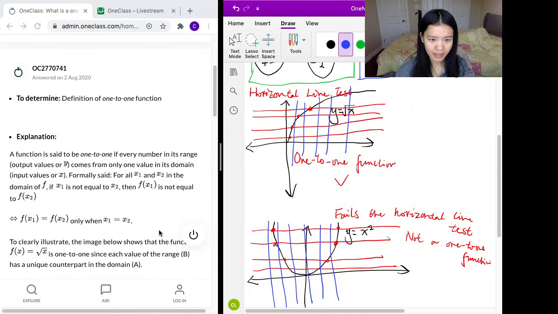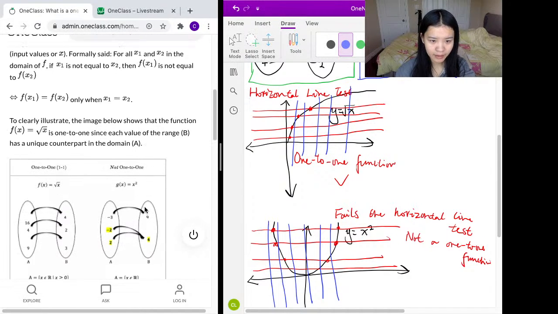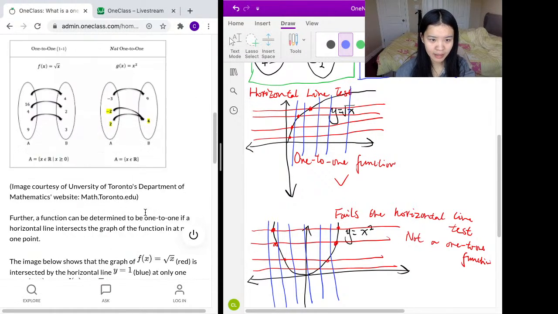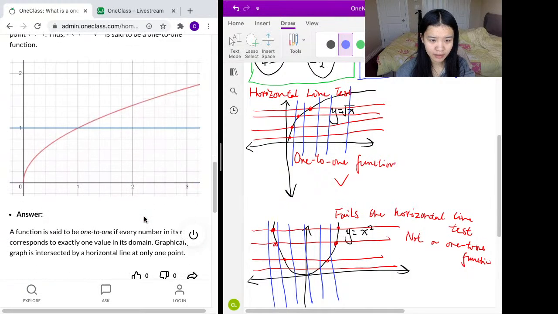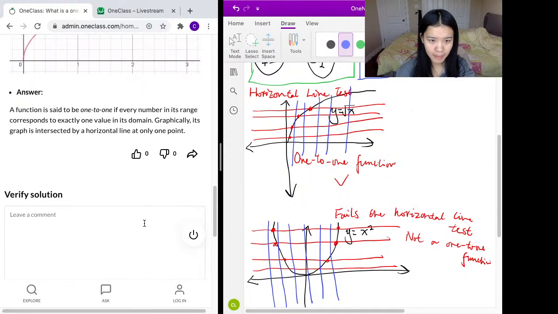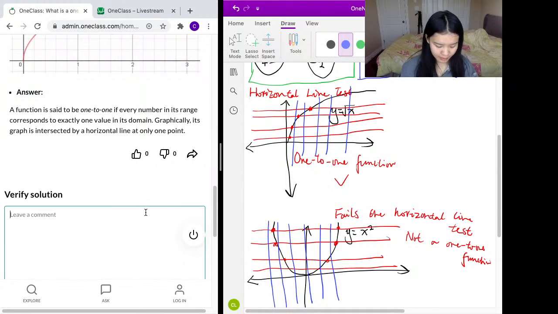Okay, let's look at the sample solution over here. Yes, they had a mapping. They had an example. Yes, great job or great explanation.